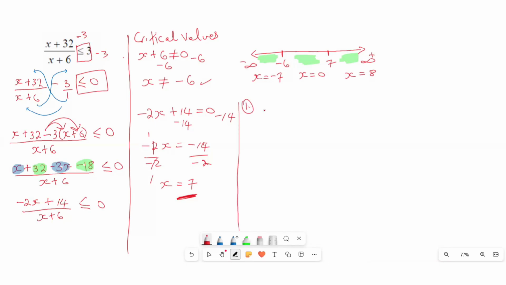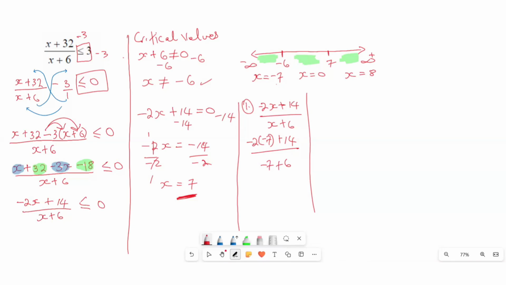So test number 1, I'm going to take -2x plus 14, and this is over x plus 6. Mark you that I'm testing where x is equal to -7 right now, okay? So I'm just going to drop a little line here. So x is equal to -7. So I'm going to be substituting -7.